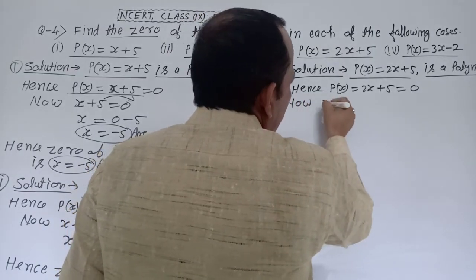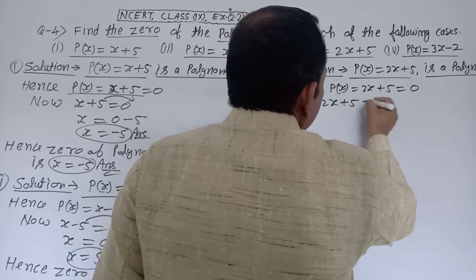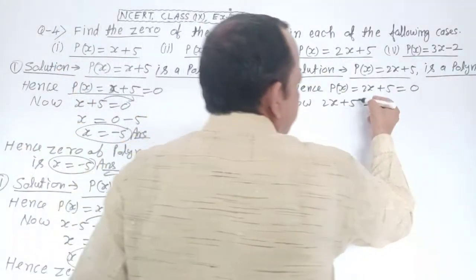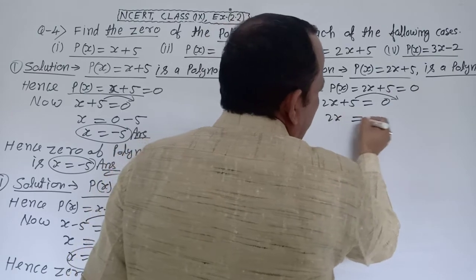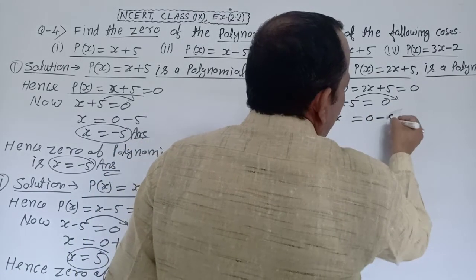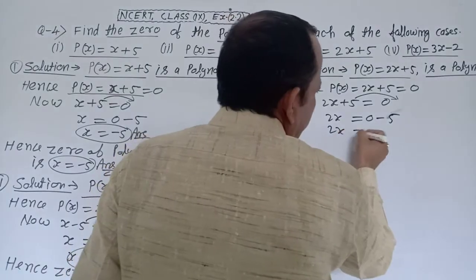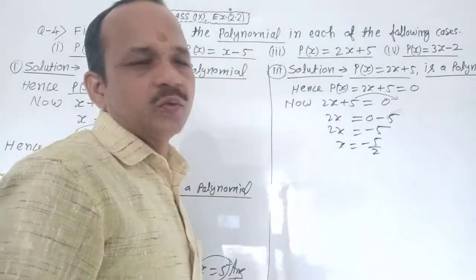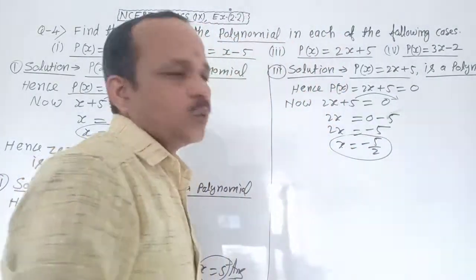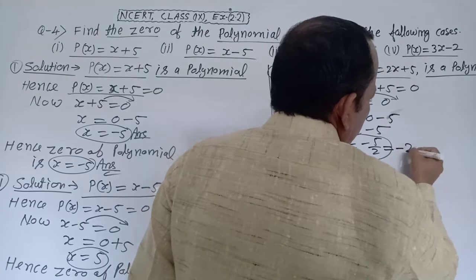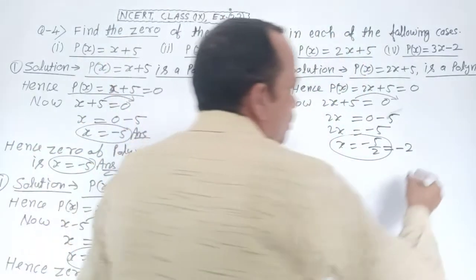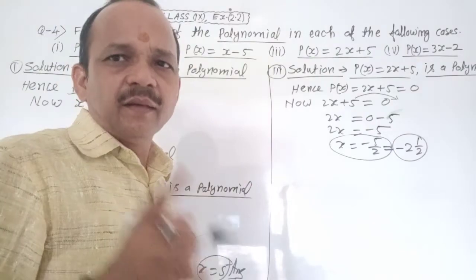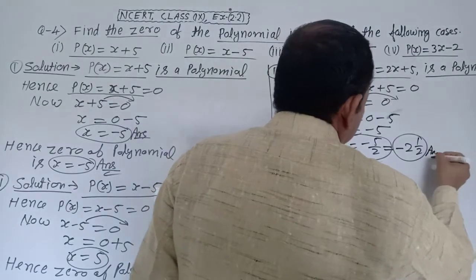Now, 2x plus 5 equal to 0. You can write 5 on the right side of equal. 2x equal to 0 minus 5. 2x equal to minus 5. x equal to minus 5 by 2, equal to minus 2 whole number 1 by 2. 1 by 2 is a proper fraction. Clear? Answer.